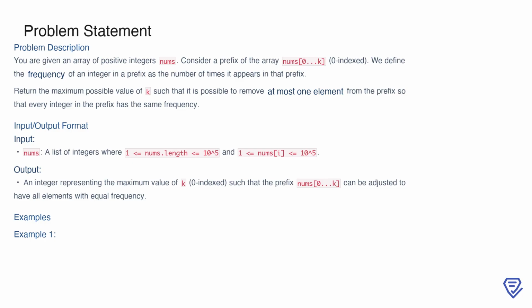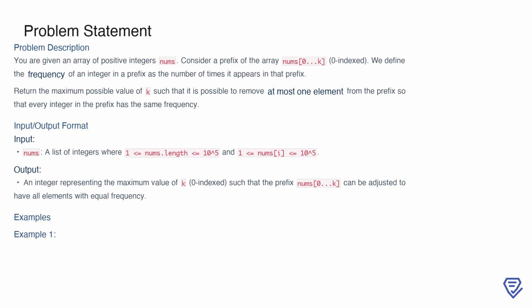Here, we are tasked with finding the maximum possible prefix length k in an array of positive integers nums, such that by removing at most one element from this prefix, all remaining integers have the same frequency. A prefix is essentially the first k plus 1 elements of the array, denoted as nums[0..k]. For each prefix, we calculate the frequency of each unique integer within it, which is simply the count of how many times that integer appears. The goal is to determine the largest k where this condition can be satisfied.